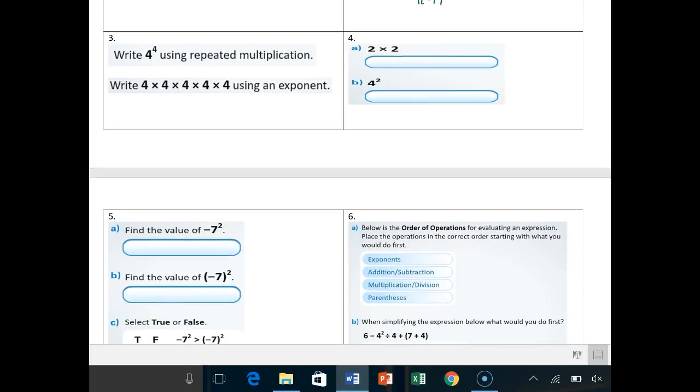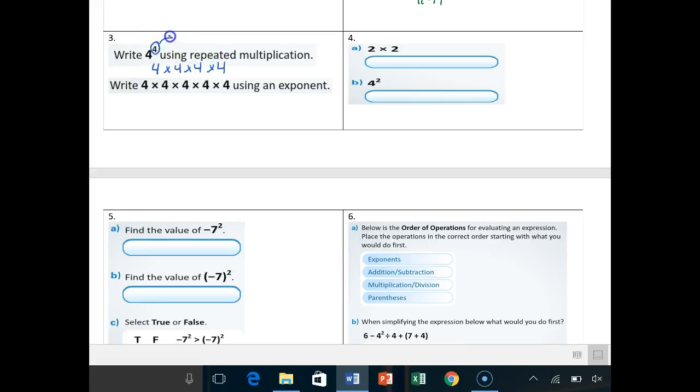All right. Number 3. Exponential notation is just basically repeated multiplication. So if I have 4 to the 4th and they say rewrite using repeated multiplication, all you're going to do in BuzzMath is say 4 times 4 times 4 times 4. Make sure you have 4 4s, right?